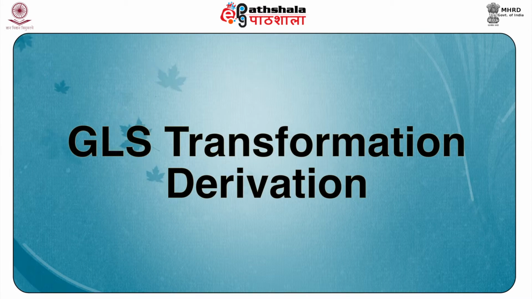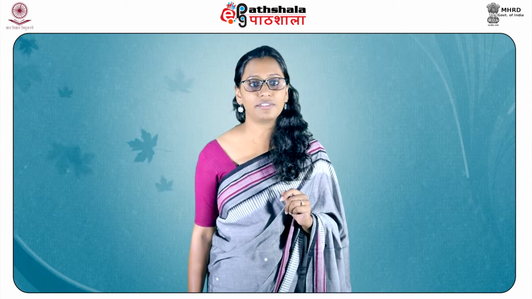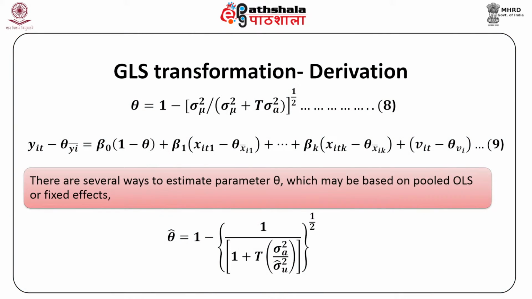GLS transformation derivation. Deriving the GLS transformation that eliminates serial correlation in the errors requires sophisticated matrix algebra, but the transformation itself is simple. Define theta is equal to 1 minus the square root of sigma square u divided by sigma square u plus T times sigma square a, which is between 0 and 1.